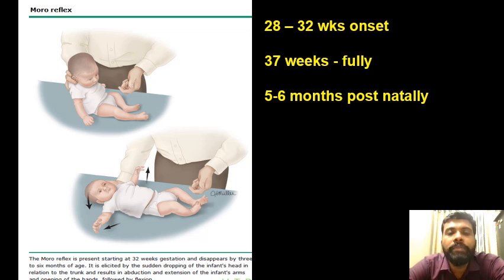So this is, yes, it is obvious, the Moro reflex. Okay, it is present starting from 28 to 32 weeks of gestation, and by 37 weeks it is fully developed. Okay, and it is seen till 5 to 6 months postnatally. How is it elicited? It is elicited by the sudden dropping of the infant's head in relation to the trunk, which results in the abduction and extension of the infant's arms and opening of the hands by flexion.